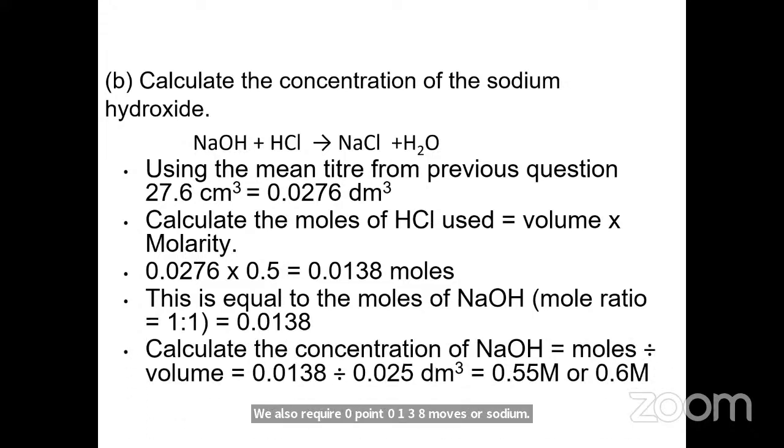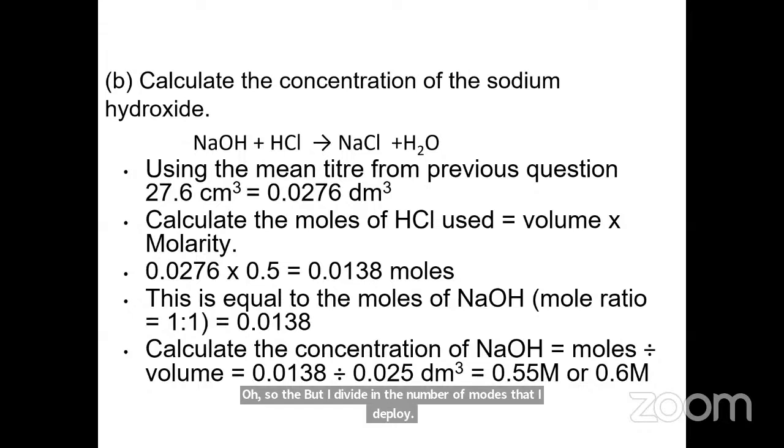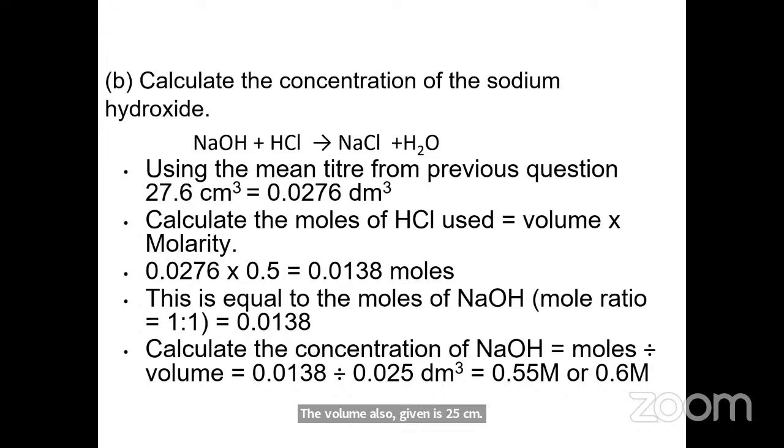And then we use that to calculate the concentration of sodium hydroxide by dividing the number of moles by the volume. The volume of sodium hydroxide given is 25 cm³. So when we convert 25 cm³ to dm³, we divide by 1000 to get 0.025. So dividing the number of moles, 0.0138, by 0.025, will give us our concentration of sodium hydroxide, which is 0.55 molar.